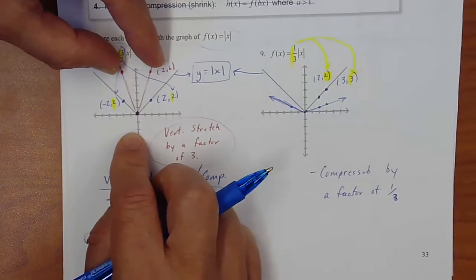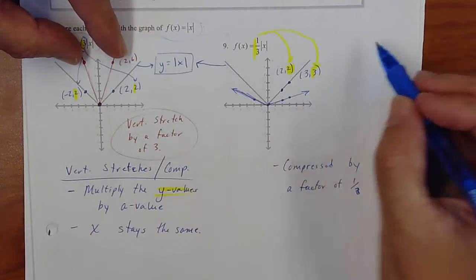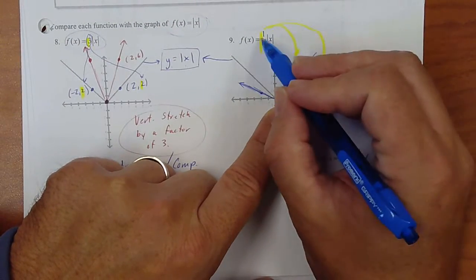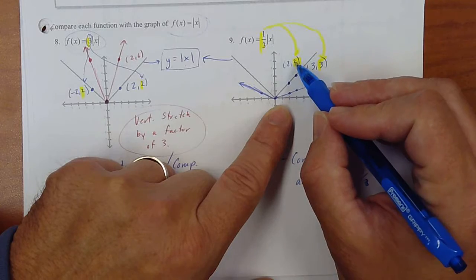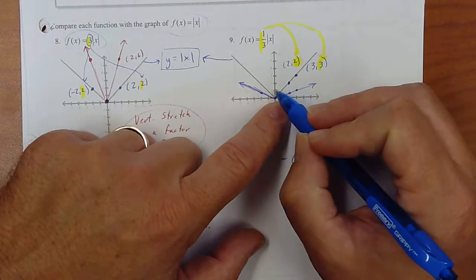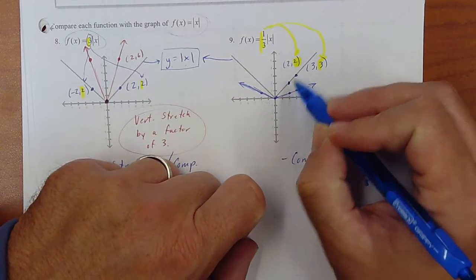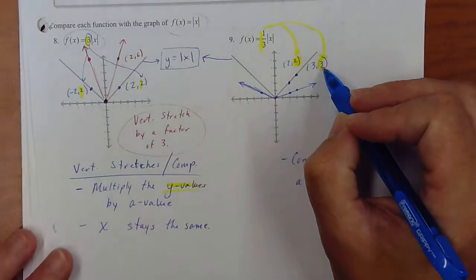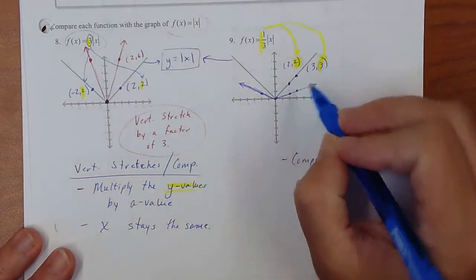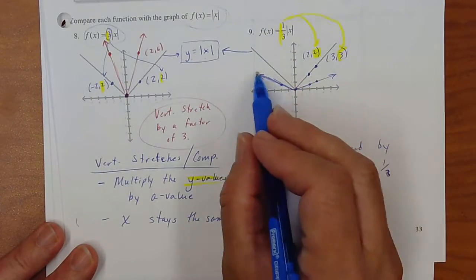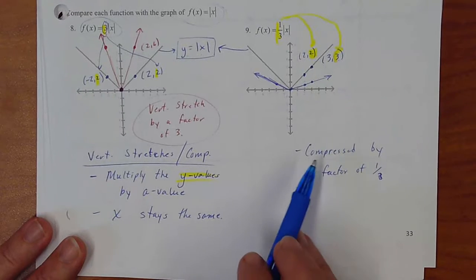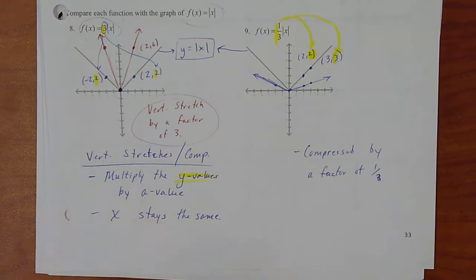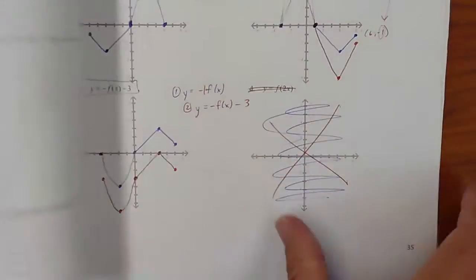For number 9, students tried this on their own. Okay, so now I take these coordinates from the parent function and I'm multiplying them by 1/3. So 2 times 1/3 is 2/3, so I'm not quite to 1 here. Or if you like this cleaner number, then use (3, 3), because 1/3 of that is 1, so we have (3, 1). Do the same thing on the other side. So we have a compression for the graph. Or we say it's compressed by a factor of 1/3. Okay? All right, taking you through this again real quick.